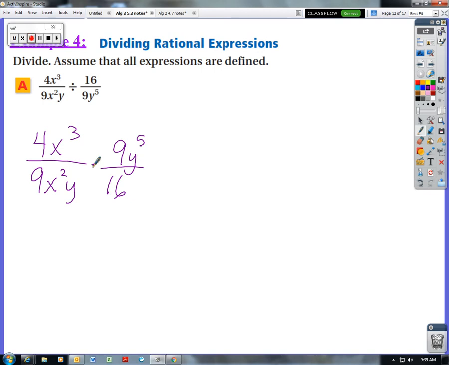This time I'll go to a new color. Let's see, the 9s will cancel completely. 4 will go into 16 4 times. The x to the third over x squared will become x to the 1 on top, because I'm doing 3 minus 2, which is 1. And y to the fifth over y is y to the fourth on top. So I'm left with, on the top, x and y to the fourth. On bottom, I am left with a 4.